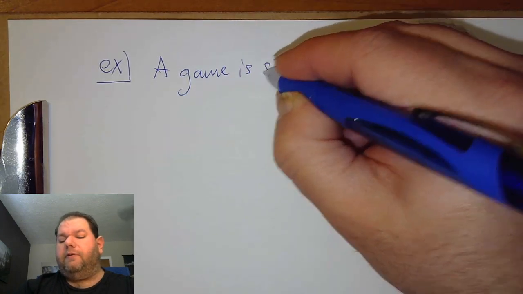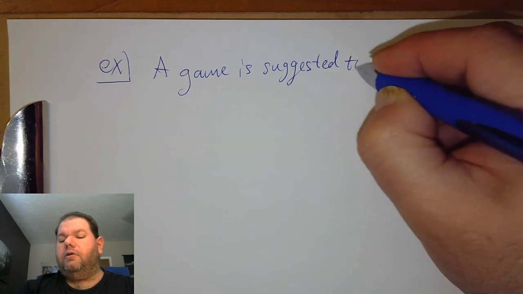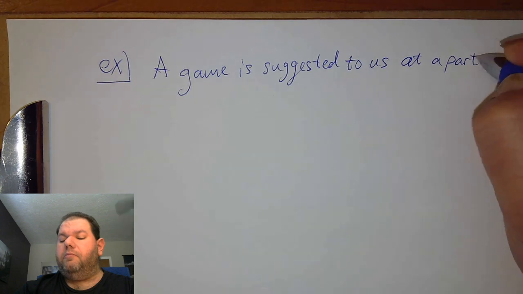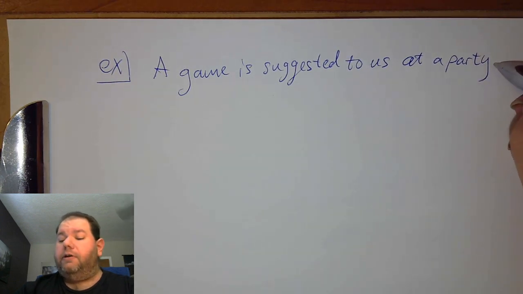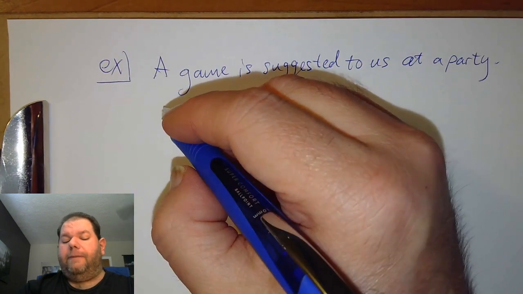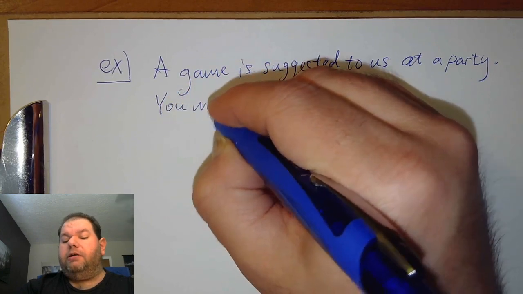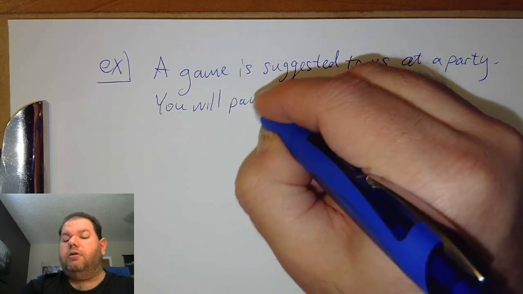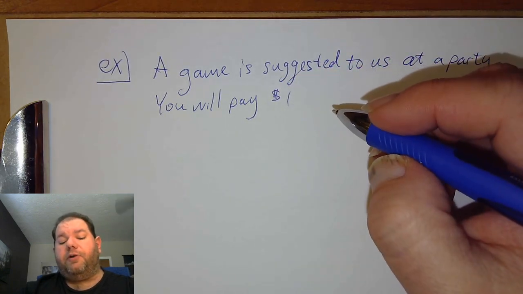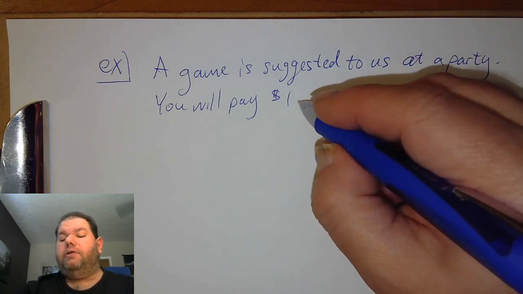So a game is suggested to us. At a party. Once we can go to parties again. You will pay 1 dollar to select a number at random from a hat that contains the numbers 1 through 10.